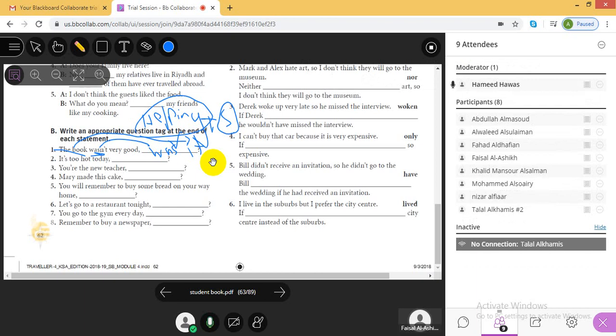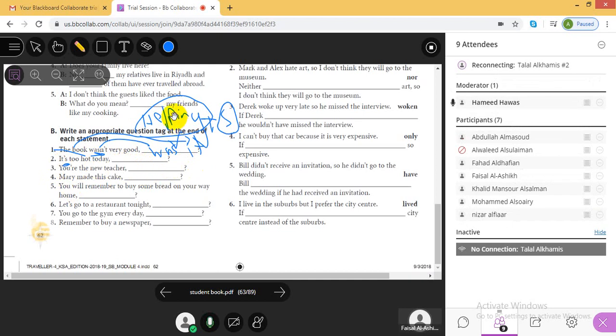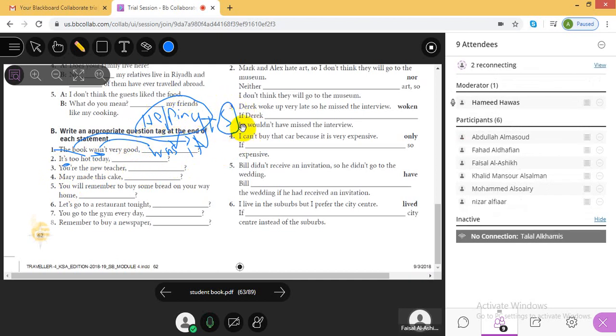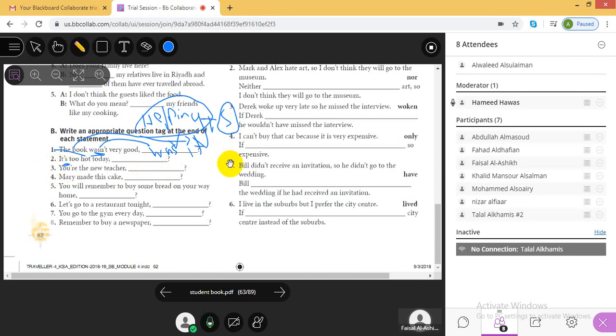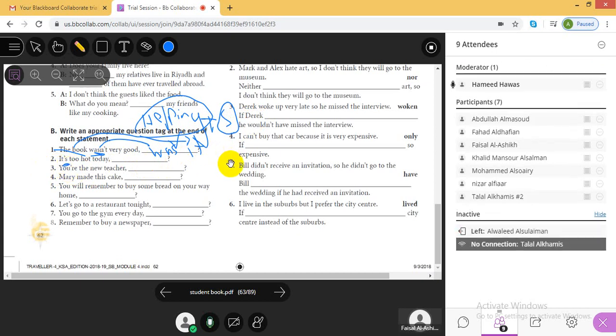Let's come to another one. It's too hot today. Who can make a question tag? As I told you, we use the helping verb plus the subject. Where is the helping verb? Is. And where is the subject? It. We transfer the helping verb: if it's negative, you make it positive; if it's positive, you make it negative. So I'd like someone of you to answer it.